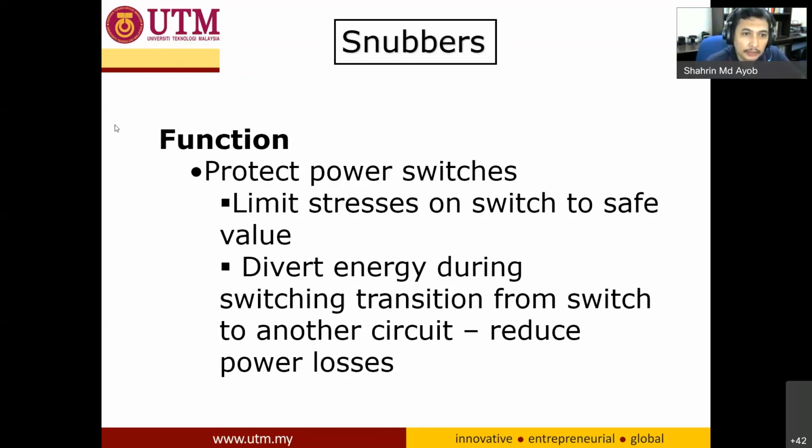The function is to protect the power switches, meaning it limits the stress on the switch to safe values, and at the same time it diverts the energy during the switching transition from the switch to another circuit, where it can reduce the power losses. So this is the function of the snubber circuit.